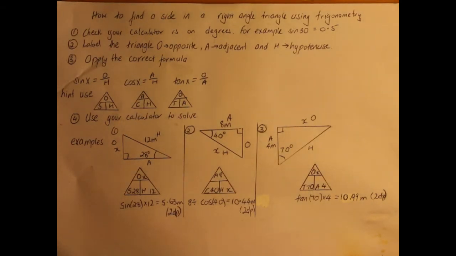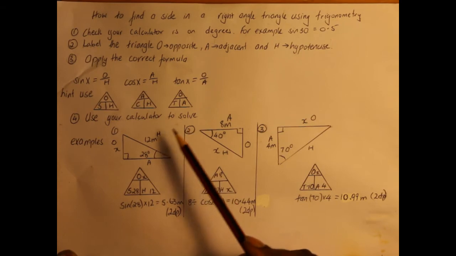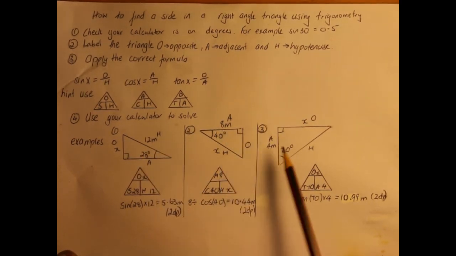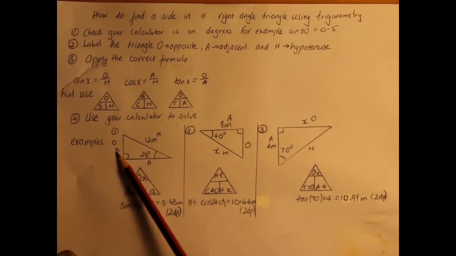This is how to find a side in a right angle triangle using trigonometry. At the end of this video, all the calculator steps are demonstrated. You are going to be given a triangle with one of the angles and one of the sides, and you have to find one of the other sides.